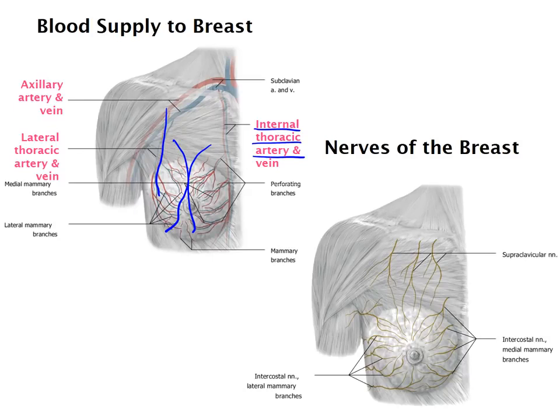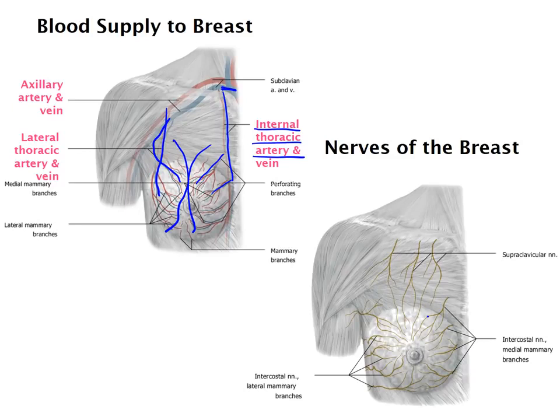Likewise, the lateral breast will drain back to the axillary vein, whereas the medial breast will drain back to the subclavian vein by route of the internal thoracic vein. These mammary vessels are very tiny, so don't expect to identify these in lab. However, do conceptually know where they arise from.